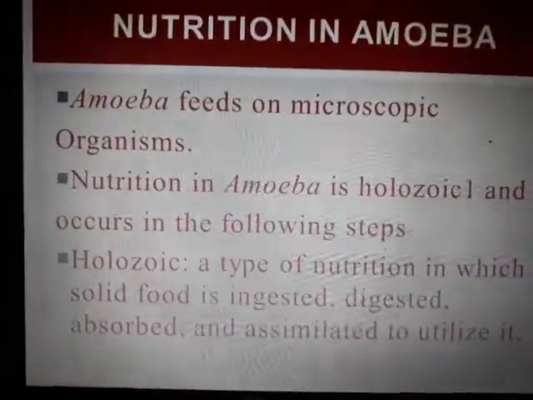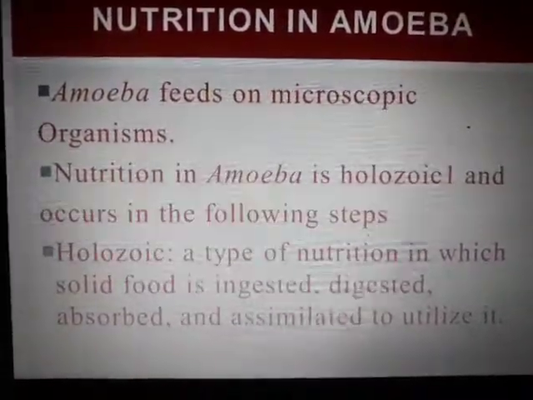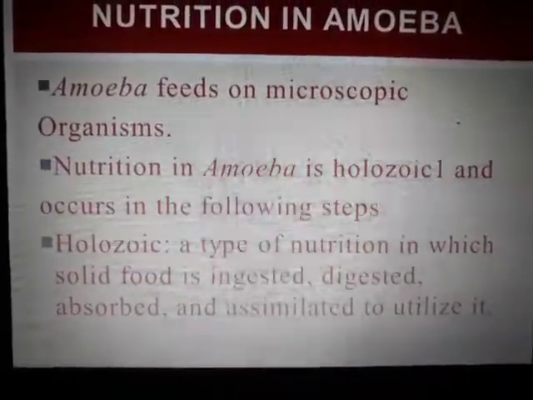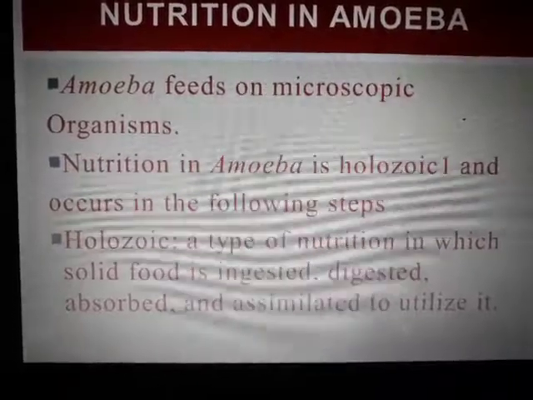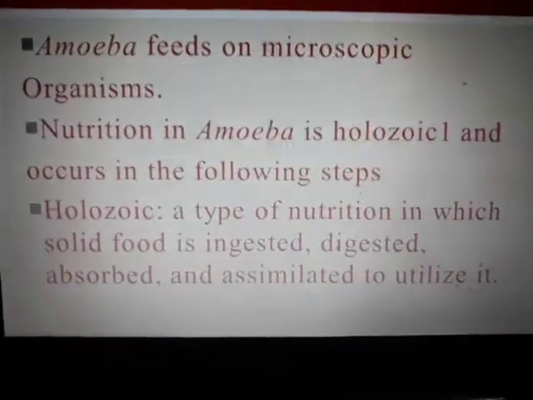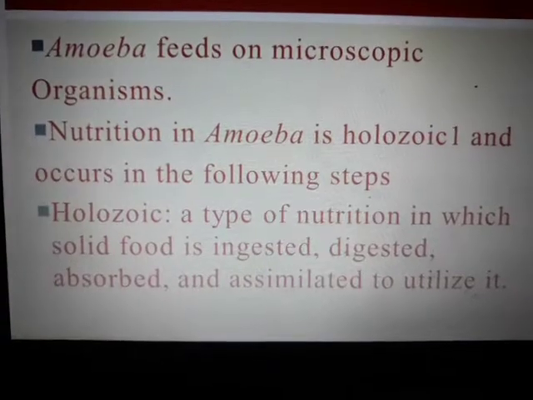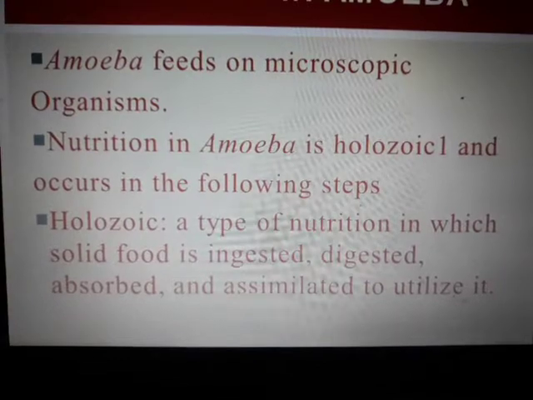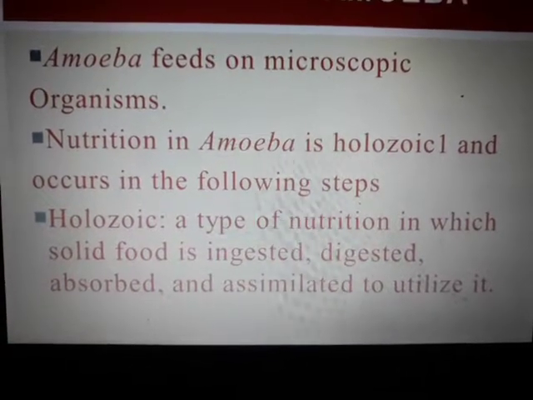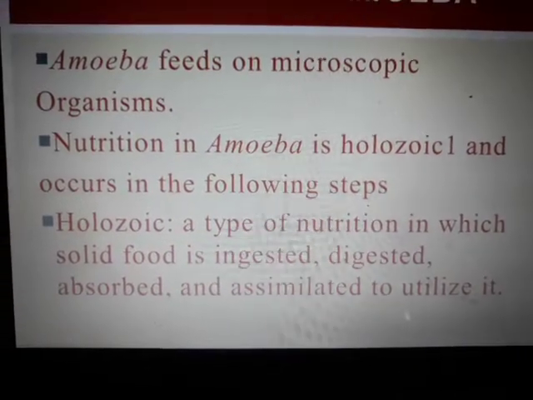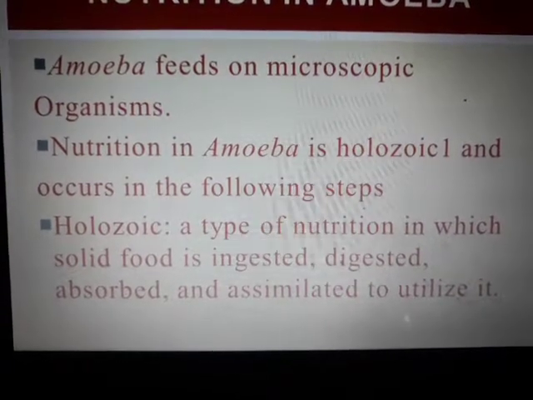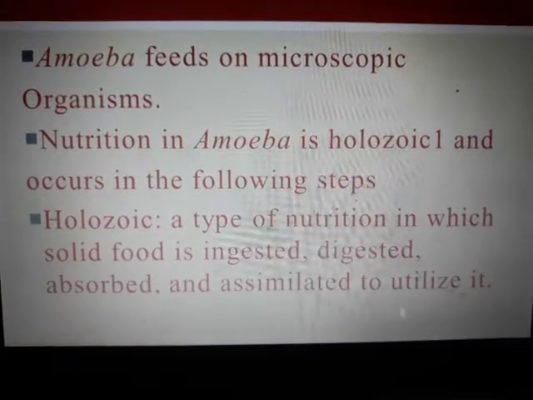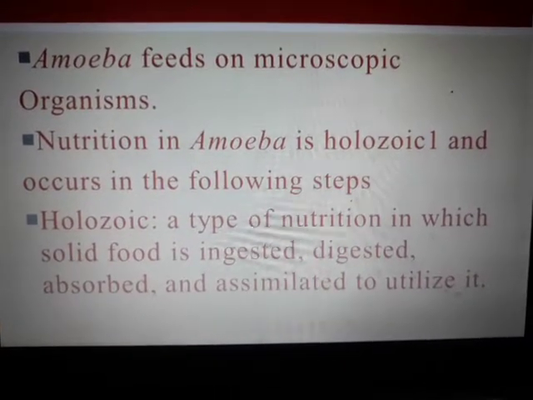Next is how does it obtain its nutrition? So it feeds on microscopic organisms. Obviously it is so small, it cannot take a bigger thing than itself. So it is also going to feed on small organisms. Nutrition in amoeba is holozoic and occurs in the following steps. Holozoic itself means it is much similar to the method of nutrition we have. If you remember, in 6th standard we had the human body, in that we had digestion, in that we had a few steps named ingestion, digestion, absorption, assimilation, egestion.